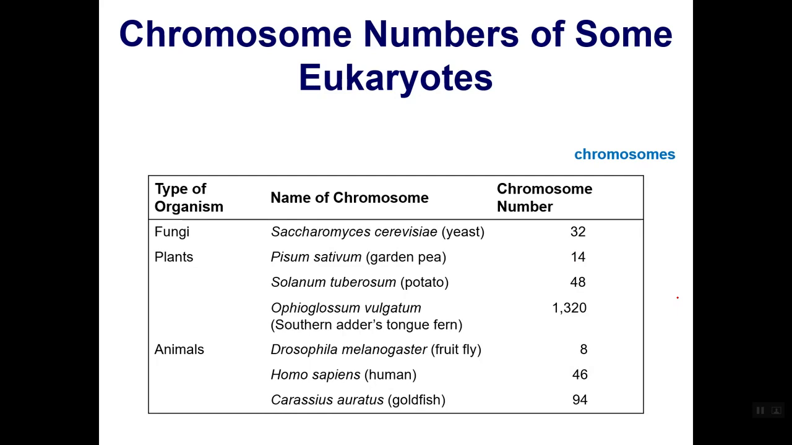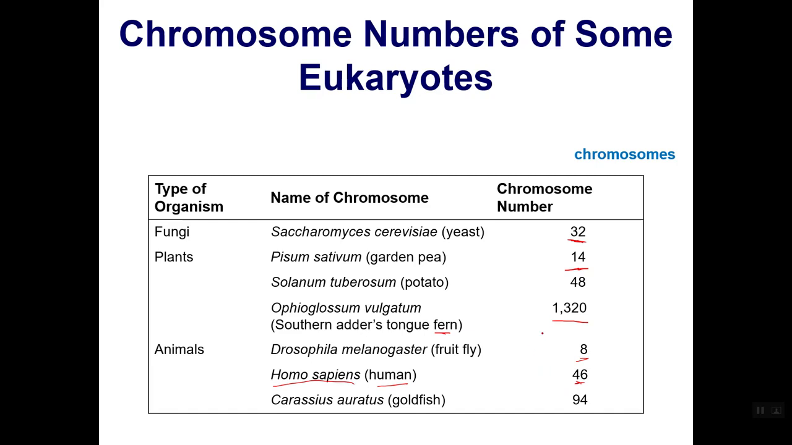Here's some new information I wanted to share with y'all. Something you may not know is that different organisms or different species have different numbers of chromosomes. Some species of fungi, for example, yeast, this particular species is called Saccharomyces cerevisiae, have 32 chromosomes. The garden pea, Pisum sativum, has 14 chromosomes. This species of fern, which is a plant, has 1,320 chromosomes. The fruit fly, Drosophila melanogaster, has only 8 chromosomes. And Homo sapiens, which are humans, have 46 chromosomes.